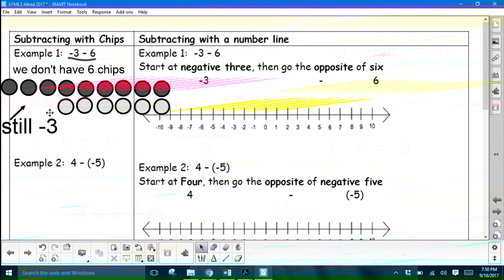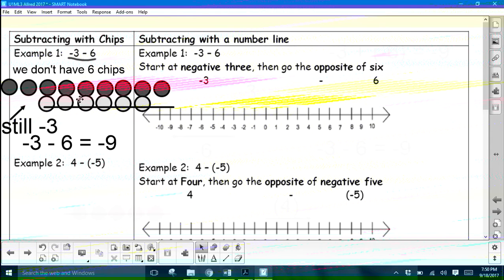But now you have 6 positive chips that you can take away. That's me crossing them out. I'm taking them away. And after you take away those positive chips, you're left with -9 chips. So -3 minus 6 should be -9.